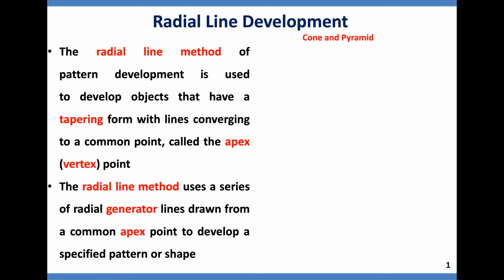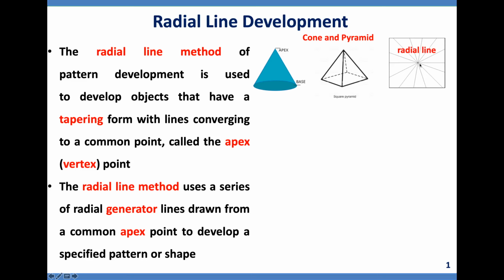Cone and pyramid come under radial line development. The radial line method of pattern development is used to develop objects that have a tapering form with lines converging to a common point called the apex or vertex point. Let me give an example. Here you have a cone. This is the apex point, this is the radial line, and this is the base. All the radial lines meet at this apex point. Then you have a square pyramid, where my cursor is, this is the apex and the lines which meet at this point.